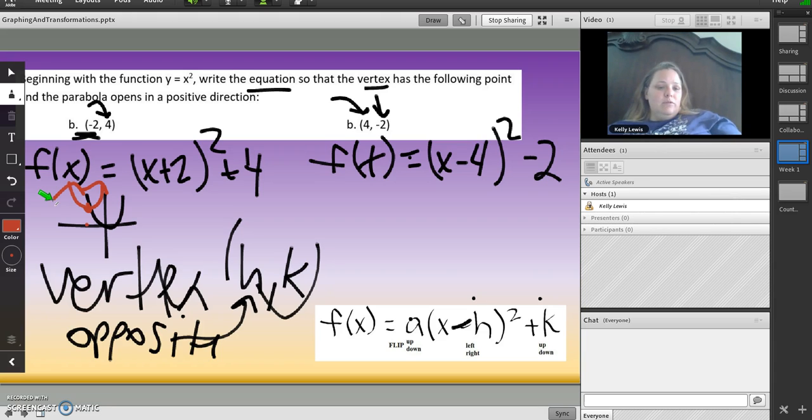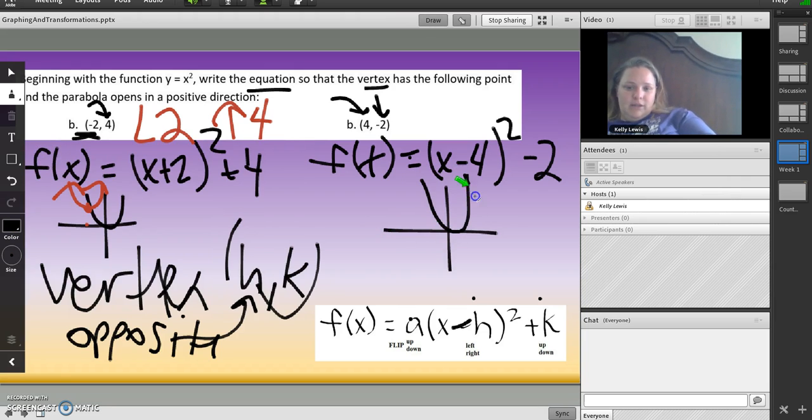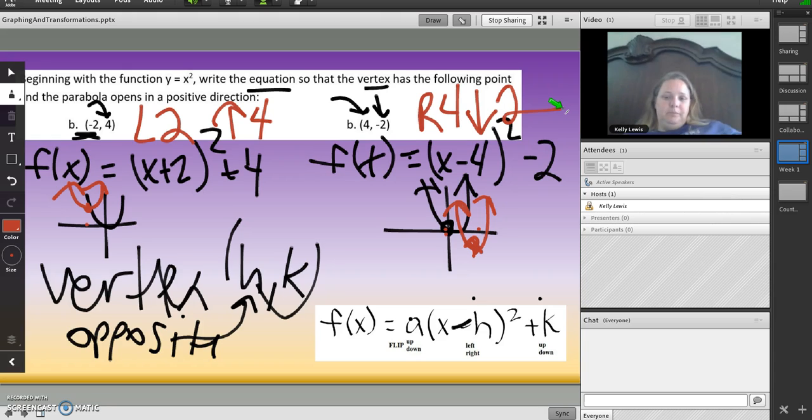Okay, and so he moved left 2, up 4. I'm going to show you how I knew that so fast in the next slide. This guy, the original parent is right there. Okay, and then he moved here. He's at (4, -2), so I went 4, down 2. And so he moved right 4, down 2 from the original parent function.